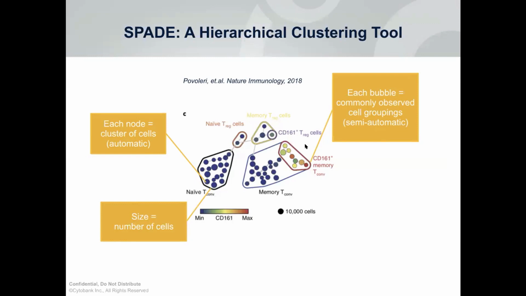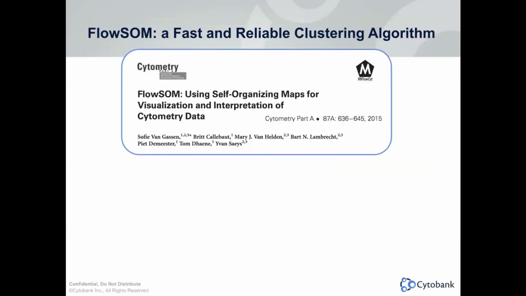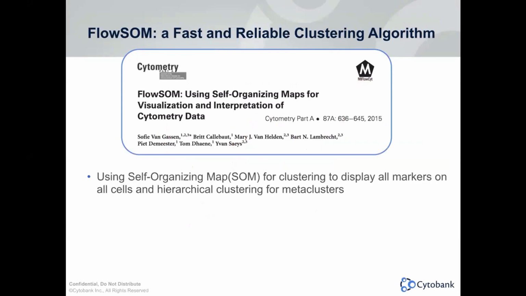And I would like to introduce another clustering tool that was recently introduced in Cytobank. It's called FlowSOM. FlowSOM uses the self-organizing map, SOM, for clustering.